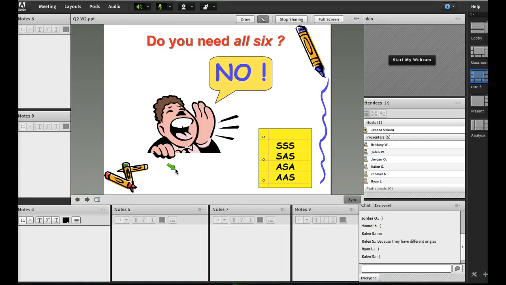All 6? If all 3 of the angles and all 3 of the sides are equal. So do we need to know all 6?